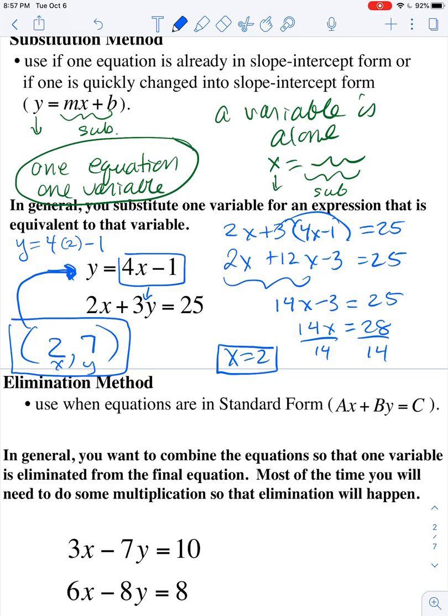So if I had graphed these two, which would have kind of been a hassle, this one I would have had to graph with intercepts and they wouldn't have shown up very neatly.